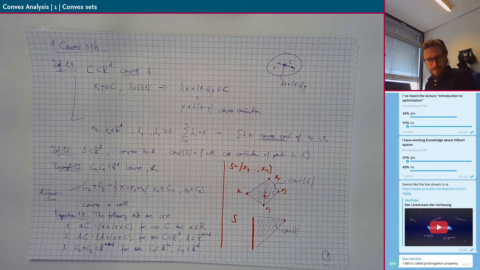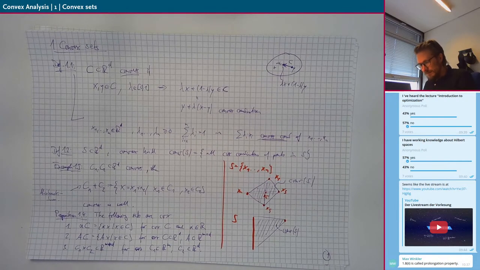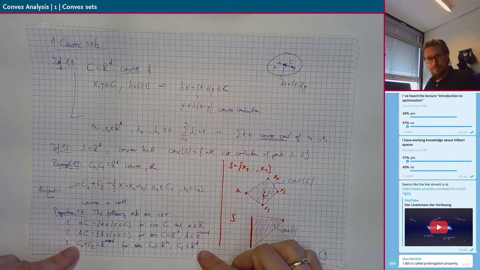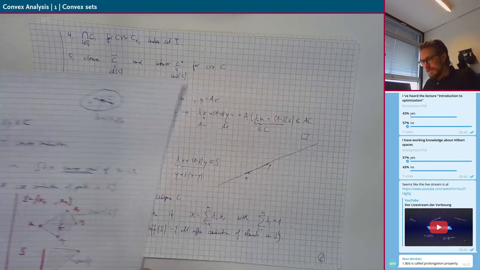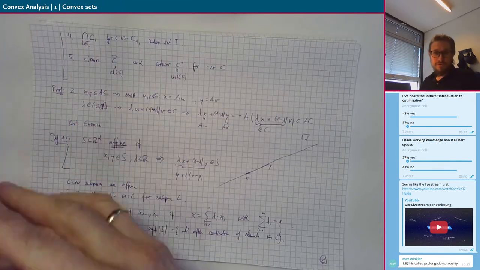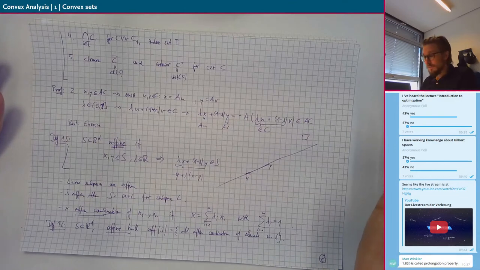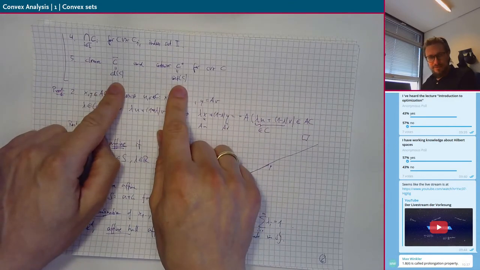Then this gives the notion of convex hull, and convexity is preserved under a lot of operations: the Minkowski sum, scaling, linear maps, products, intersection, so of course not union. If you have the union of two convex sets, it's not convex anymore, you can destroy it very easily, but also closure and interior stay convex.